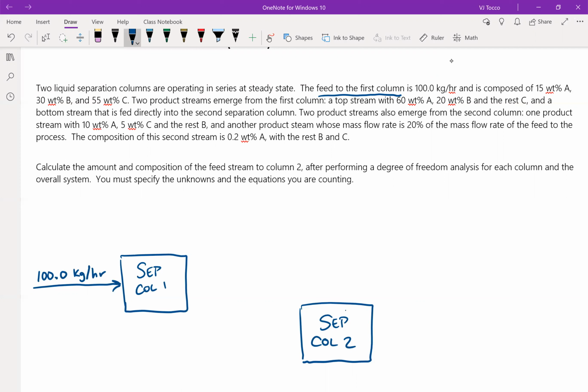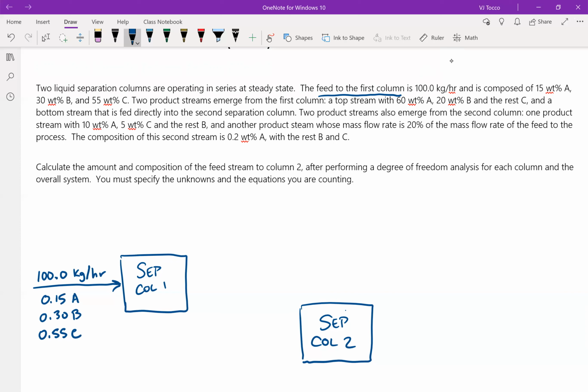Composed of 15 weight percent A, so I'm going to go through and write the compositions. 0.15 A, 0.30 B, and 0.55 C. Notice I've converted from percents to fractions here. You can use either, whichever you're comfortable with. I tend to switch back and forth. I do both for this particular problem. I just decided to do fractions, as long as you're clear about what it is.